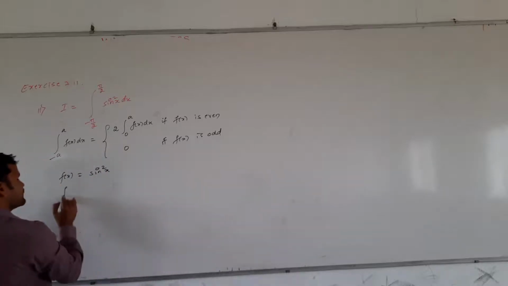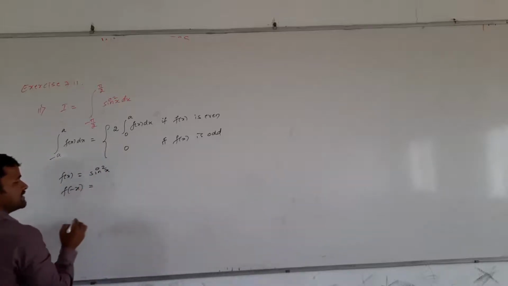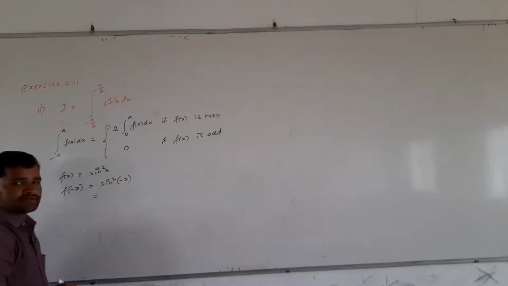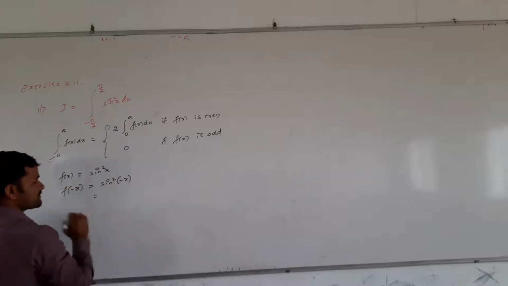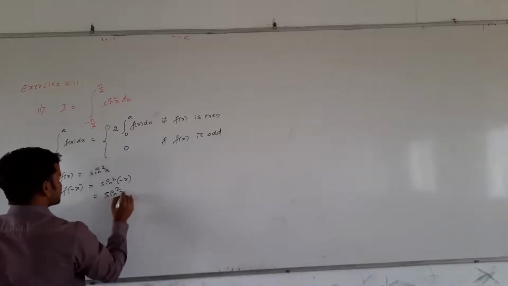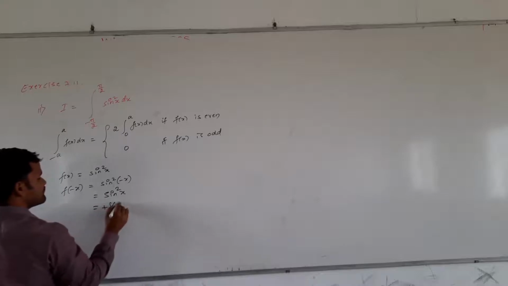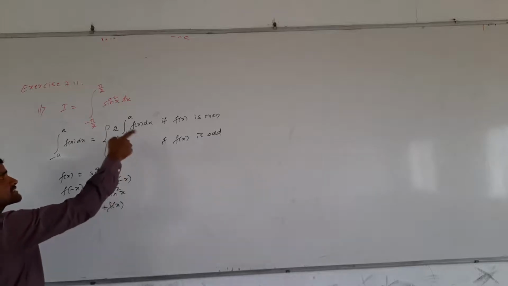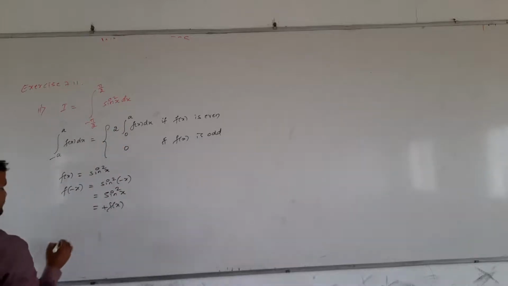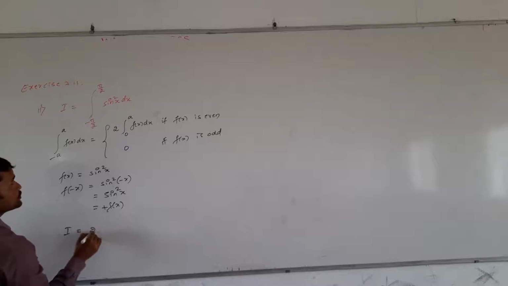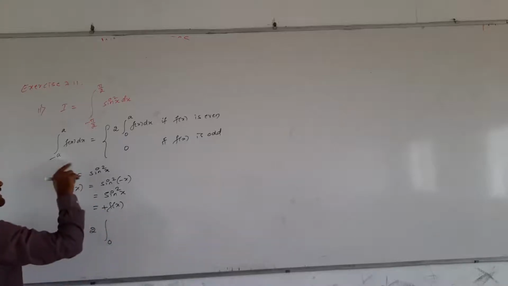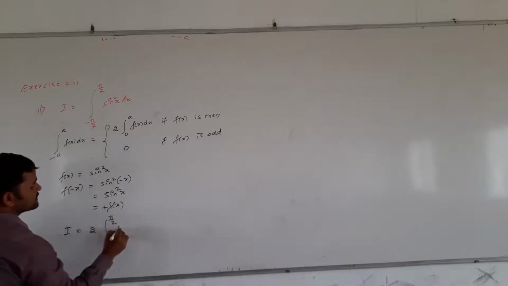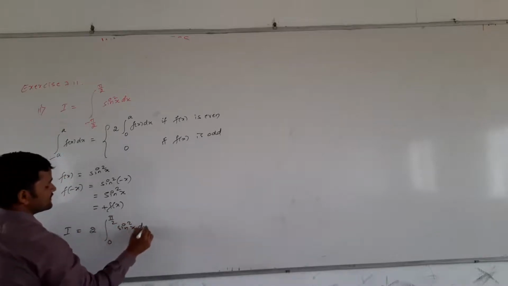See, you replace x by minus x, f of minus x is equal to sin square of minus x. Sin of minus x is minus sin x, but square is there, so this becomes sin square x. So we have f of minus x is equal to plus f of x. Then among these two cases, the first one we should have. We have I is equal to 2 times integrating from 0 to a, so 0 to a means pi by 2, 0 to pi by 2 sin square x into dx.